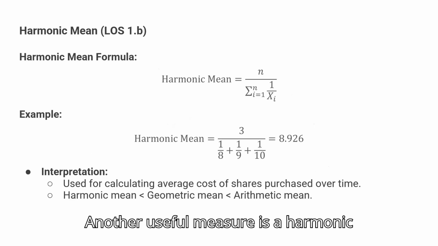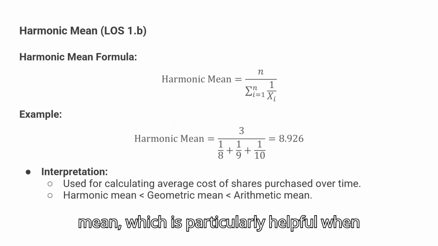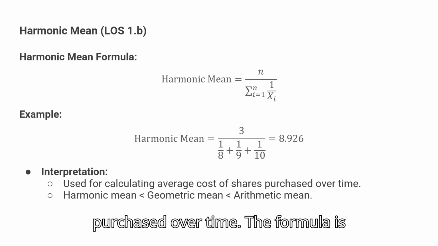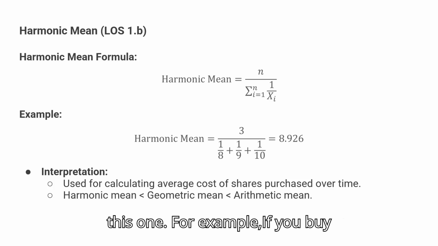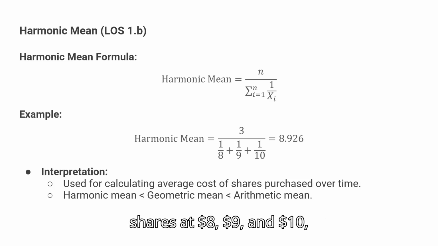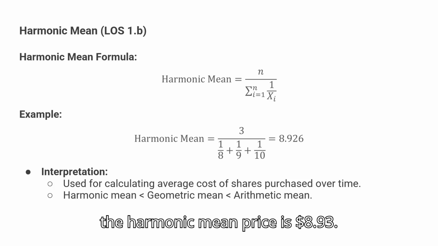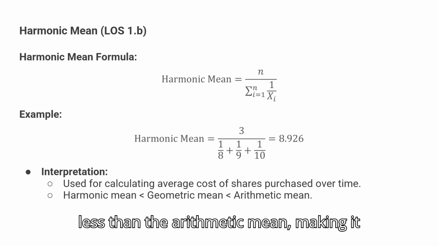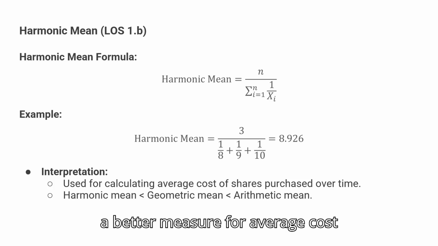Another useful measure is a harmonic mean, which is particularly helpful when calculating the average cost of shares purchased over time. The formula is this one. For example, if you buy shares at $8, $9, and $10, the harmonic mean price is $8.93. This is always less than the arithmetic mean, making it a better measure for average cost calculations.